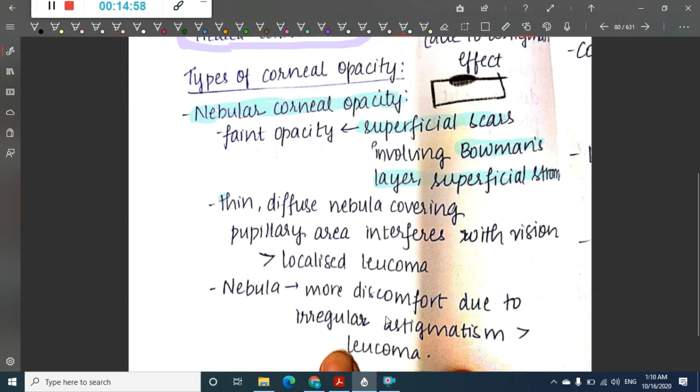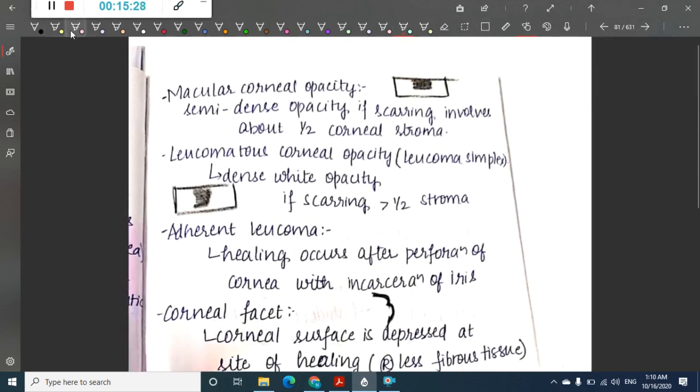What is important is that nebula will cause more discomfort due to irregular astigmatism than leukoma. It causes more ocular discomfort because this nebula is mainly involving the pupillary region. If it involves the pupillary region, it interferes with vision and causes more irregular astigmatism. Okay, that is about nebula.